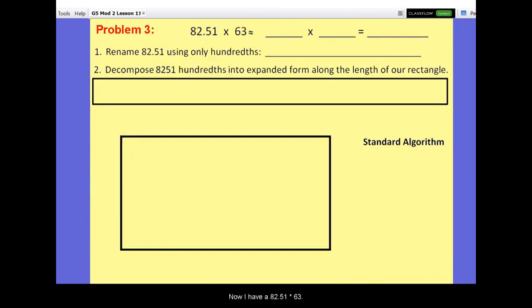Now I have 82 and 51 hundredths times 63. So again, I'm going to start with my estimate. I have 83, and I'm going to multiply that times 60. 3 times 6 is 18. 8 times 6 is 48, plus 1 more is 49. And then I have my 0. And so I should end up with a product somewhere around 4,980.